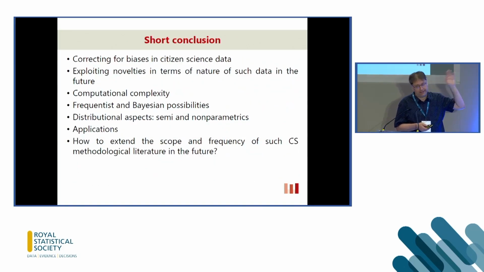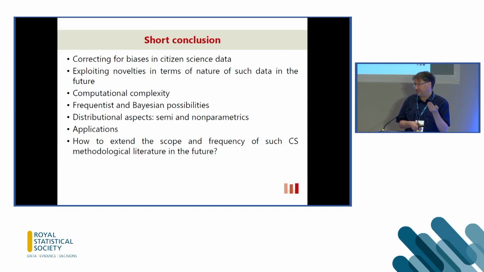So to shortly conclude, many of the points have been mentioned in previous talks. The important things are probably correcting for biases in citizen science data as probably one of the key, or even the key point, exploiting novelties of such type of data and all of its properties in statistical and probability context, computational complexity, how to address these large amounts of data that are now present, the discussion between frequentist and Bayesian, even distributional aspects. Some papers featured the relationship naturally to non-parametrics, applications.